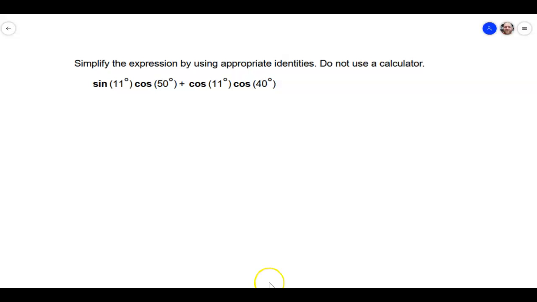Hey everybody, this is Mr. Beckstrom, and today we're going to look at section 6.3, and it says simplify the expression by using appropriate identities. Do not use a calculator.